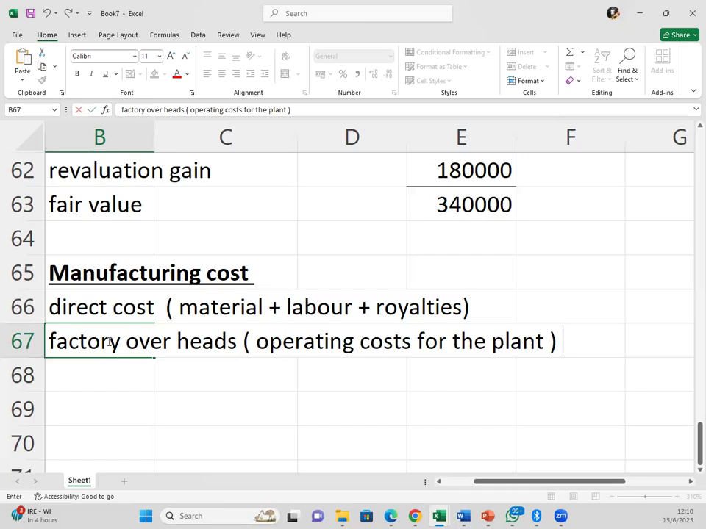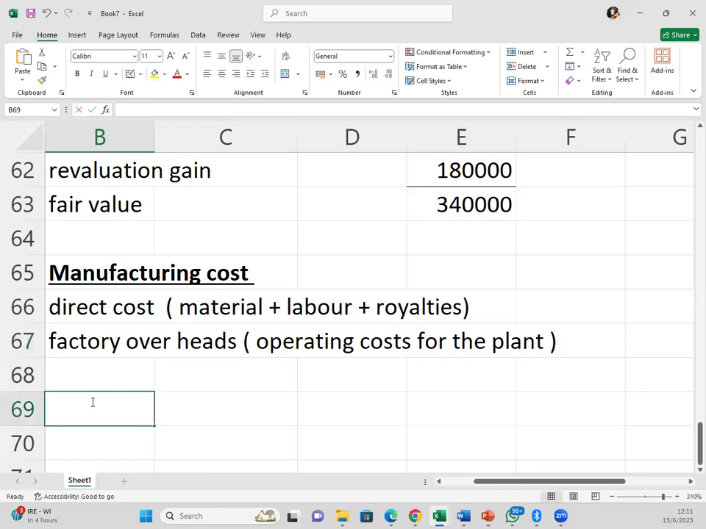So for the factory overheads, we are going to be including the depreciation for plant. We also include the repairs for plant because we assume it's a factory overhead. Then, looking at the question that we have at hand, we are given carriage inward.